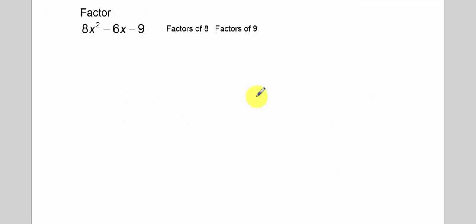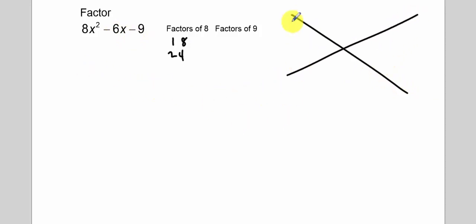Now in this case, whenever I have an A term that has more than one set of factors, so in this case, 8 goes to 1 and 8, and 2 and 4, whenever this is the case, I'm going to use this X method. I think it's much easier. You can guess and check all you want, but I think it's going to take longer. So let's say I need my A and C term here and my B term here. A times C is negative 72. B in this case is negative 6.